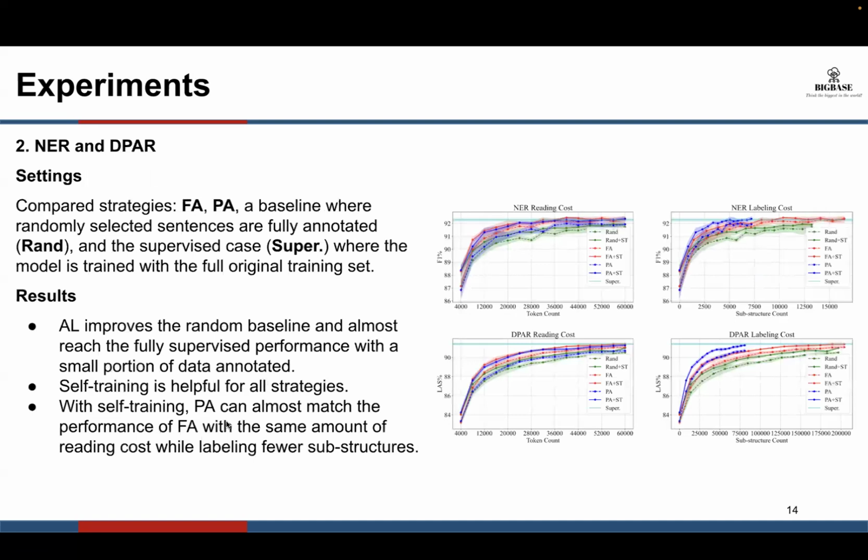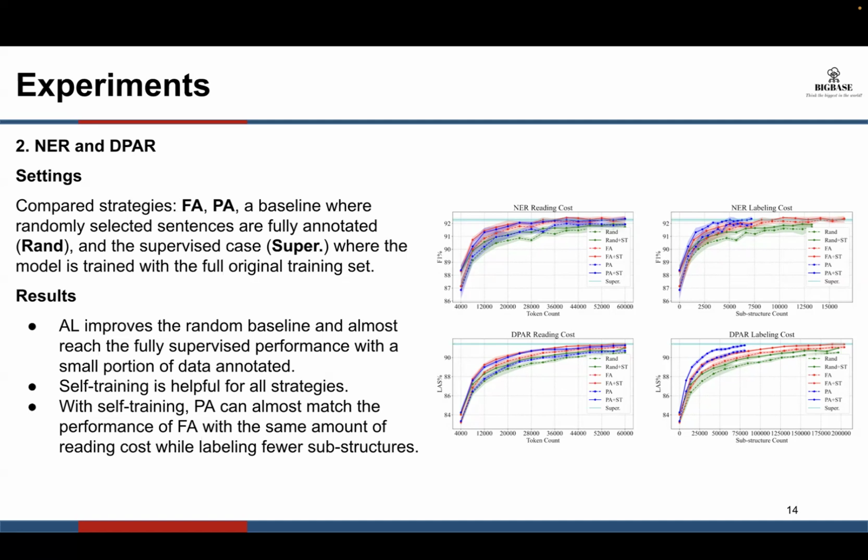So first, for the named entity recognition and dependency parsing experiments, they actually compare four different strategies. First is full annotation, second is partial, and then the third is a baseline where randomly selected sentences are fully annotated. So it's like full annotation, but there's not even the sentence selection step. And there is the supervised case where the model is trained with the full original training set.